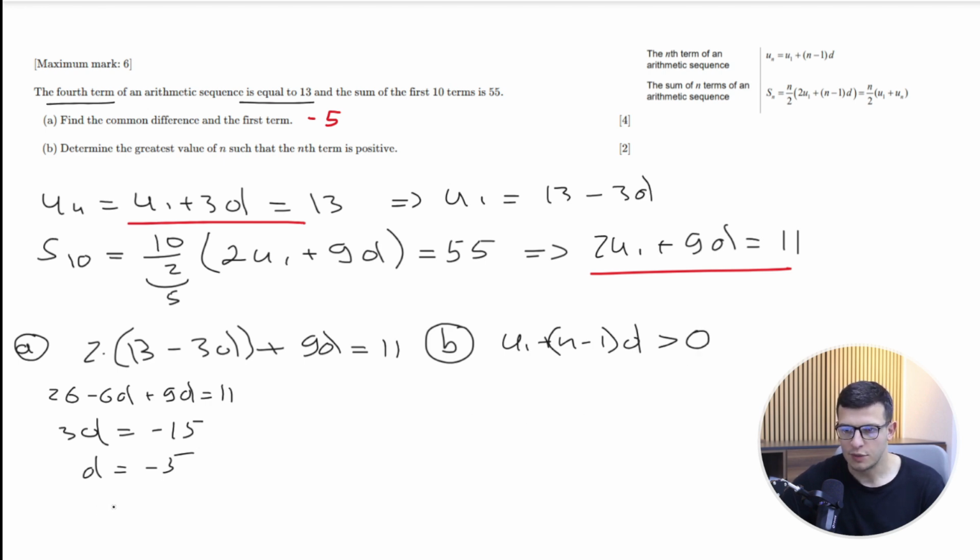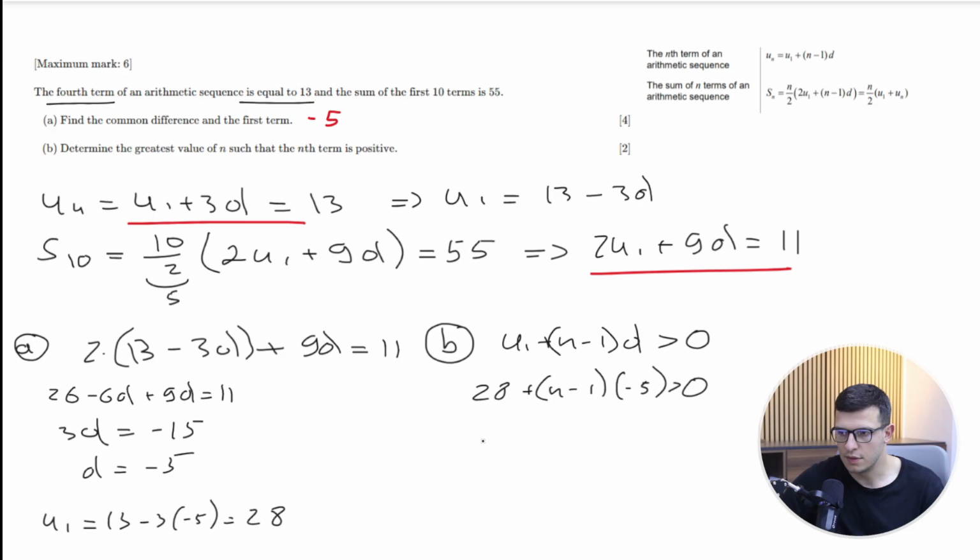So I'm looking for the solution to this inequality. Now, in the previous part I found my d, which is negative 5, which also means I can find my u1, actually. Let's complete that. I know they're not looking for u1 in part A, but we can go back to the substitution we did and plug in negative 5. So 13 minus 3 times negative 5 is equal to 28. So now I have 28 plus n minus 1 times negative 5 greater than 0.